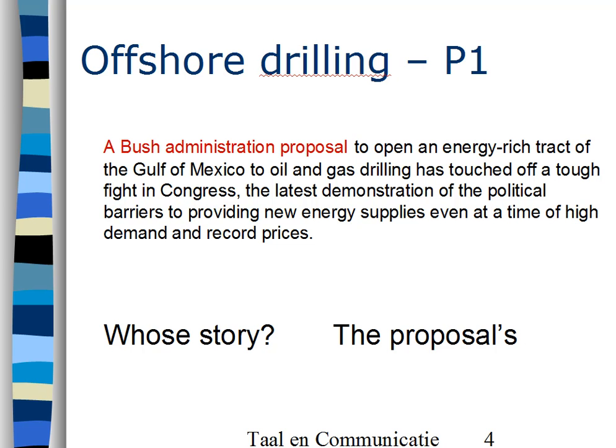There's just really one big sentence, so the subject of this sentence makes it clear what the first paragraph of this article is about. It's about the fact that the Bush administration had a proposal to start drilling for more oil in the Gulf of Mexico. So whose story are we telling? This is more information about the content. What is the proposal about?